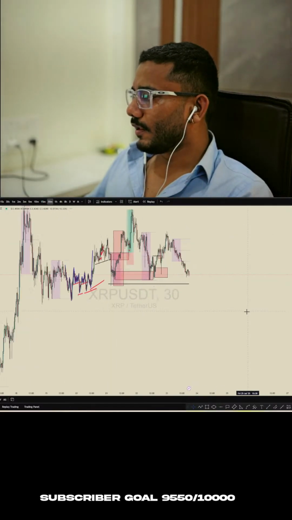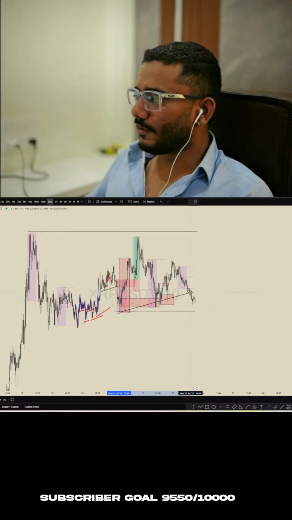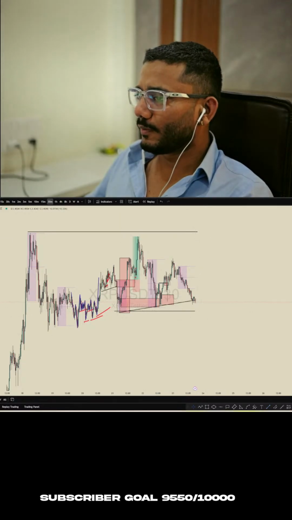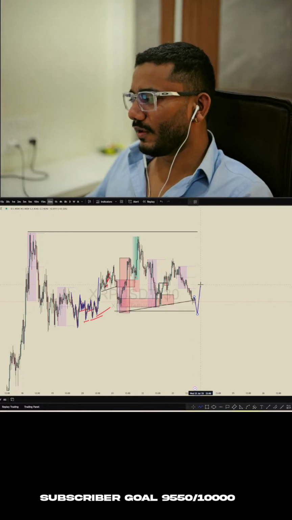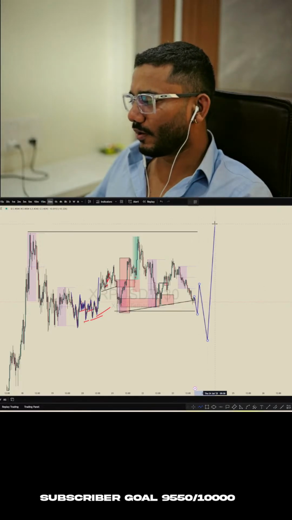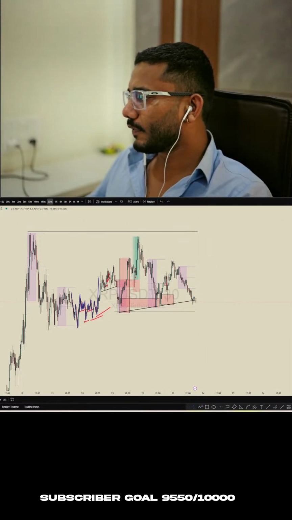So let's look at XRP. On XRP, price has created this trend line equity. So we can expect price to create a wick which sweeps the liquidity and goes to the upside. Again, it can break and again it can continue.